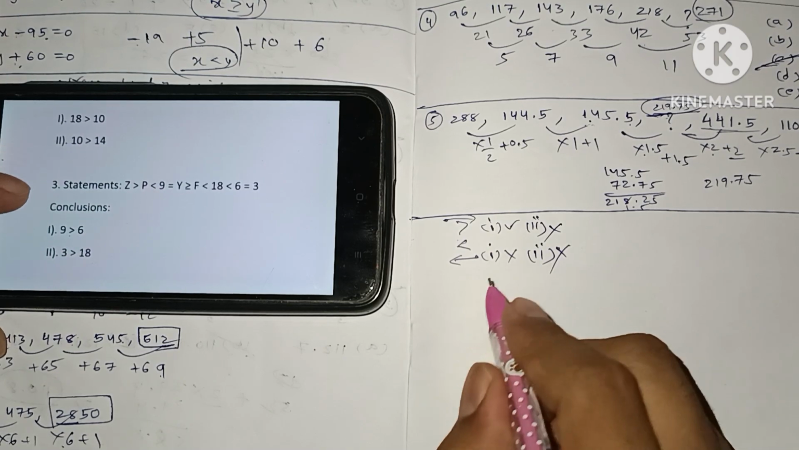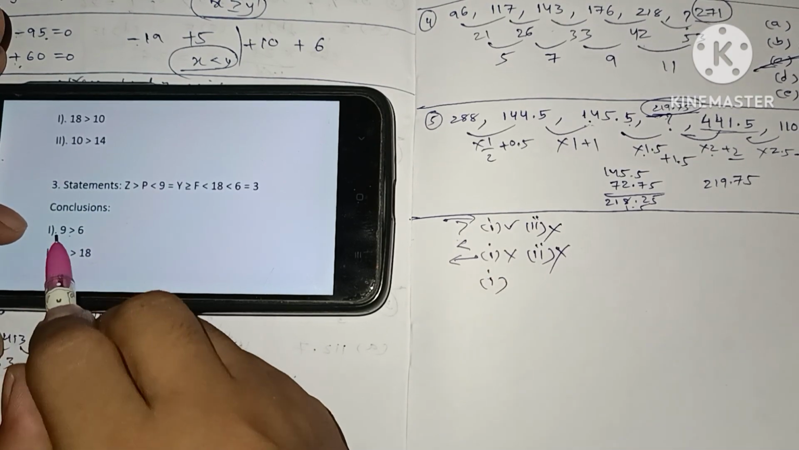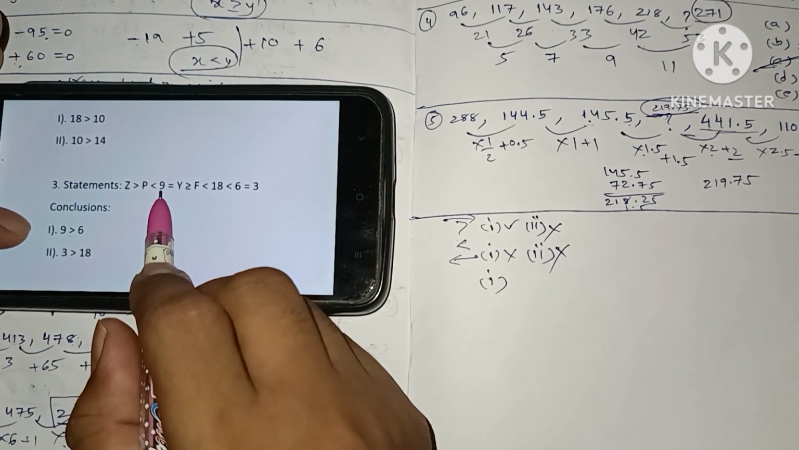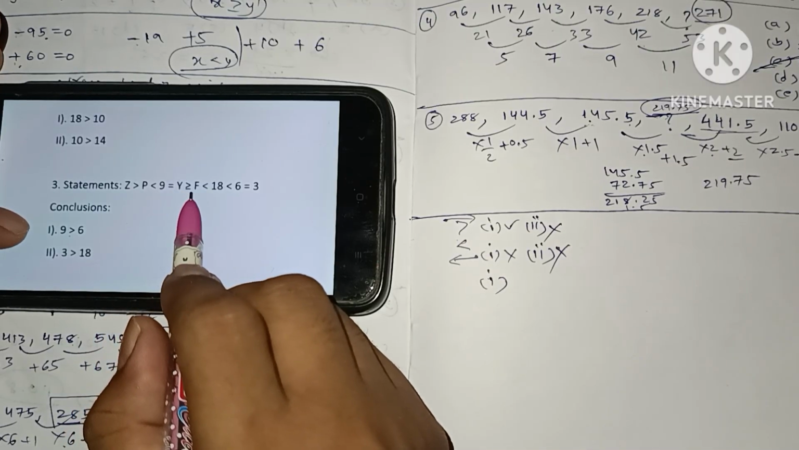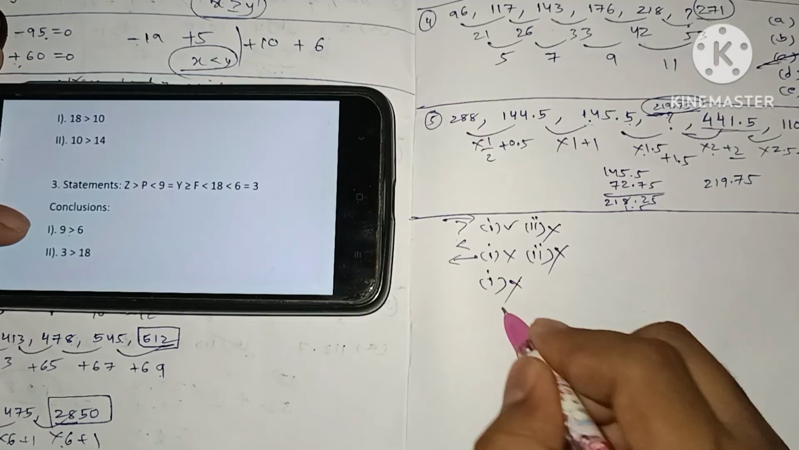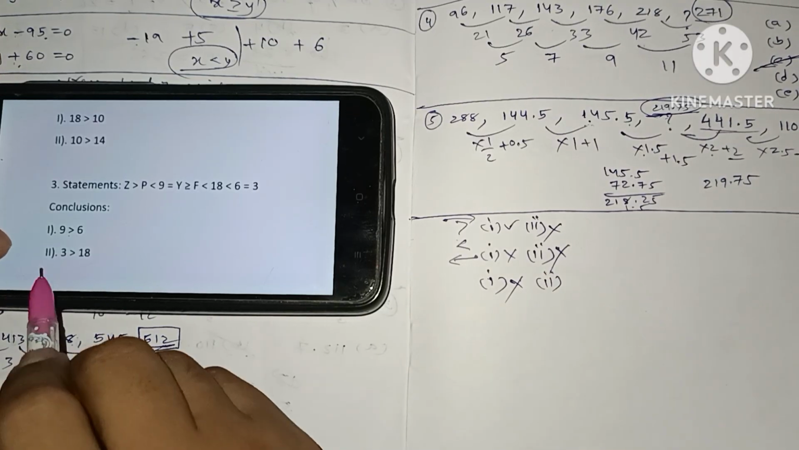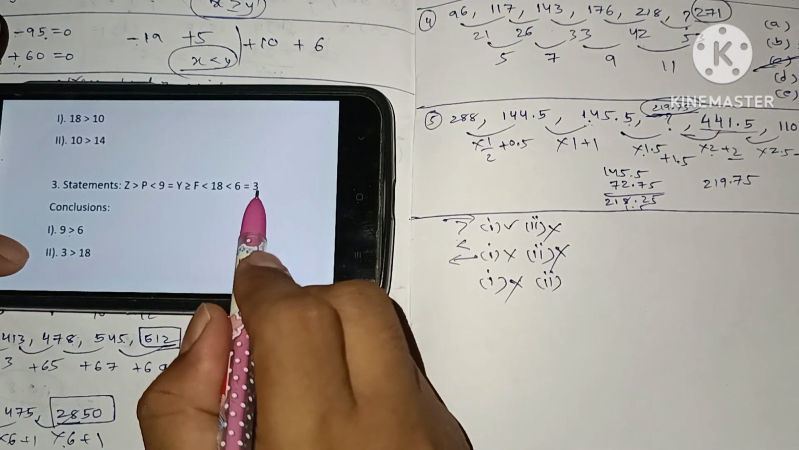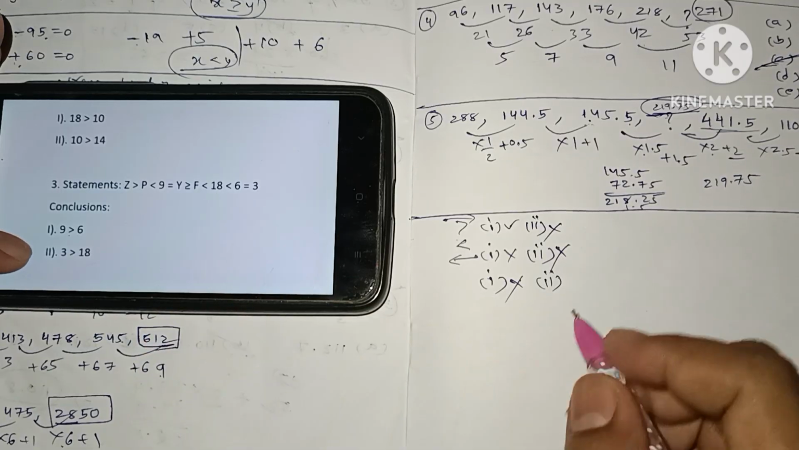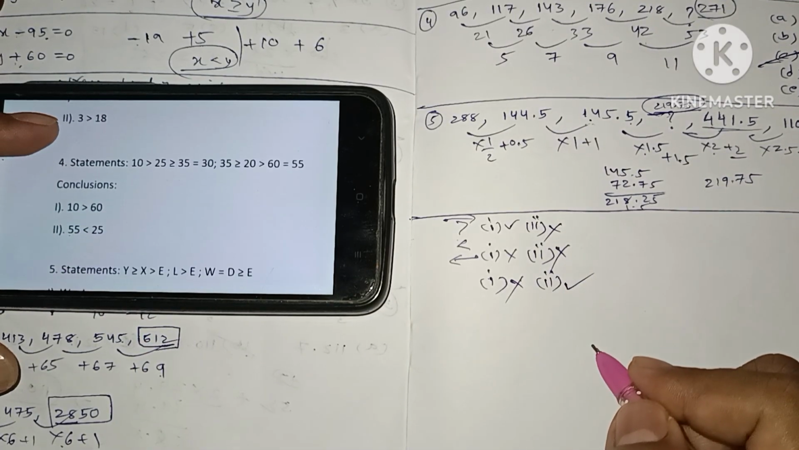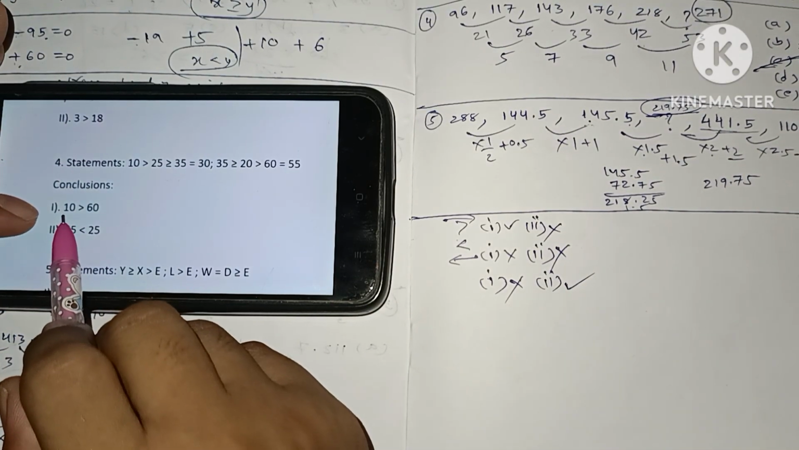Next, third question, first conclusion, the flow from 9 to 6. From 9 we can reach up to F, but cannot reach 6. So the first conclusion will be false. Second conclusion, the flow from 3 to 18. From 3 we can reach 18. The second conclusion is true.